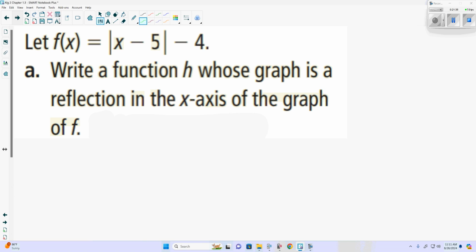Let f of x equal the absolute value of x minus 5 minus 4. Write a function h. So this time we're starting off with h of x, whose graph is a reflection in the x-axis of the graph of f of x. So again, the general form for reflection across the x-axis is negative f of x. Now we still have f of x, we've just applied a negative to the front. So the first thing we can do is replace f of x with its function.